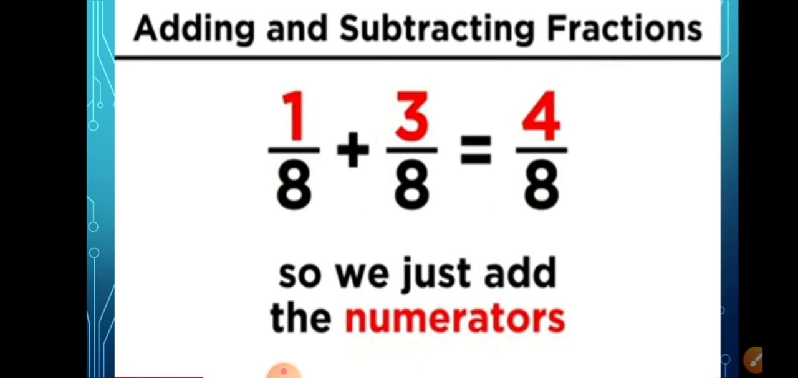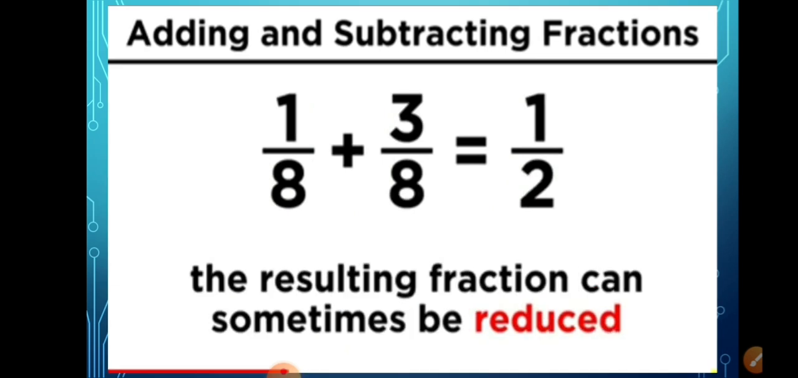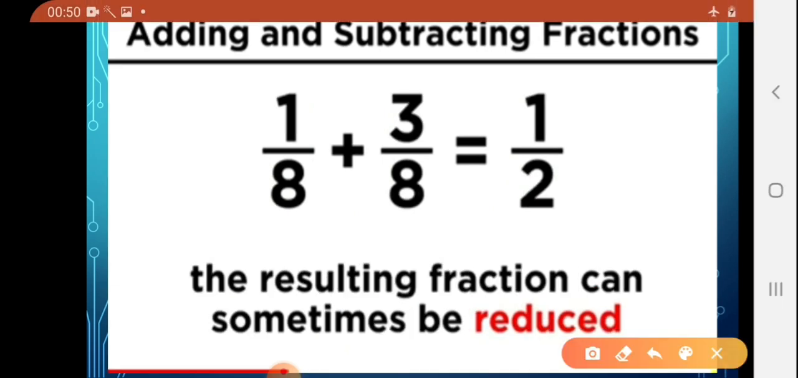When the denominator is same, we just add the numerators. Now 4 upon 8 has come. 4 upon 8 can be reduced and it can be written as 1 upon 2. The resulting fraction can sometimes be reduced also. If it can be reduced, you have to reduce it and then write the answer.